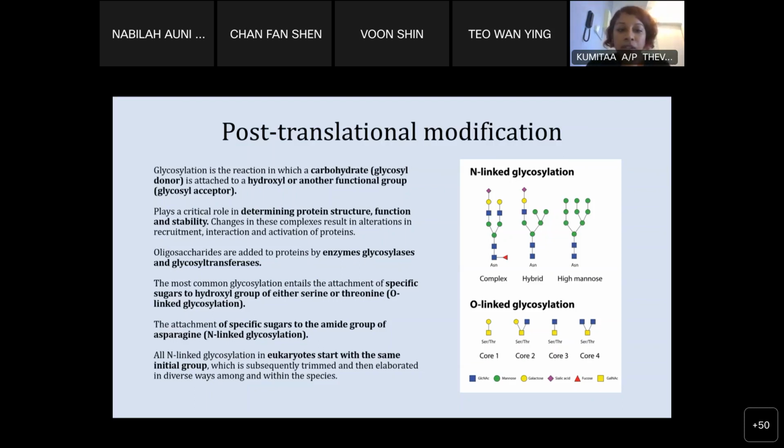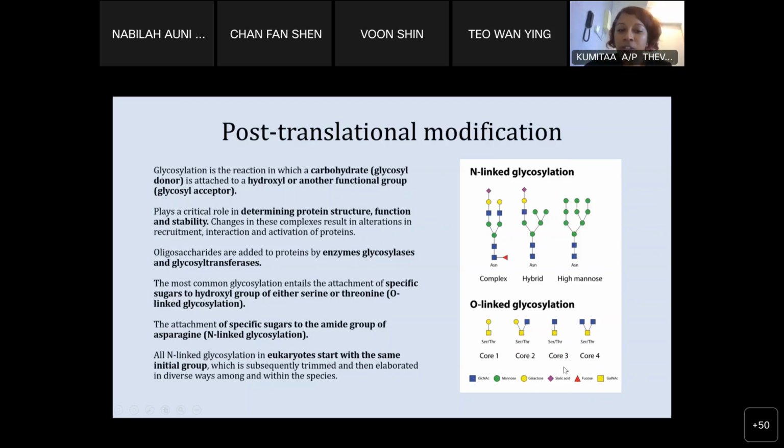The most common glycosylation is the attachment of specific sugars to the hydroxyl group of either serine or threonine. That's for your O-linked glycosylation at the bottom here. The sugar groups can include mannose, galactose, fucose, basically any of the sugar sources that are listed down here.